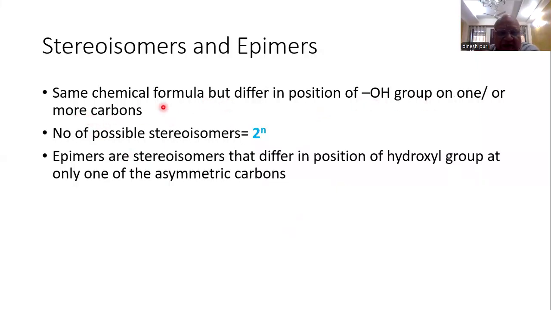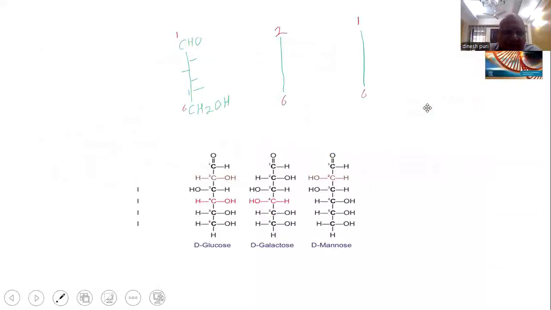If they differ in only one carbon atom, then we call them epimers. For example, glucose and galactose differ only around the fourth position. So they are, of course, stereoisomers, and they are epimers of each other. Glucose and mannose differ only at the second position, so they are epimers of each other. But are galactose and mannose epimers of each other? They are stereoisomers.